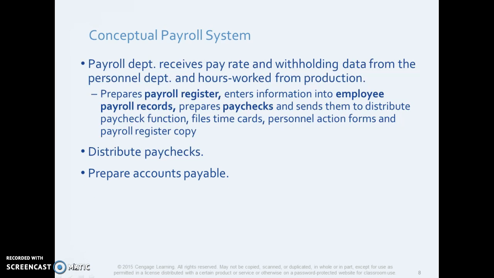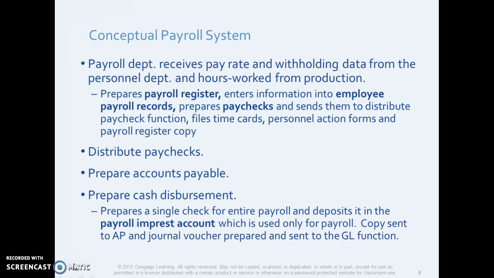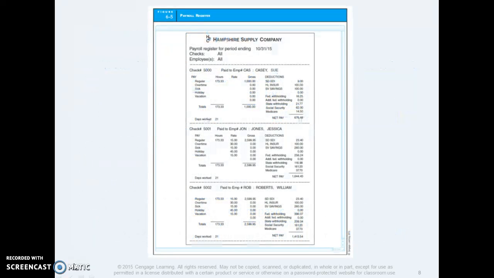They distribute the paychecks and prepare accounts payable. They prepare cash disbursement, prepares a single check for the entire payroll, and deposits it in the payroll imprest account, which is used only for payroll. Copy sent to AP, and journal voucher prepared and sent to the general ledger function.